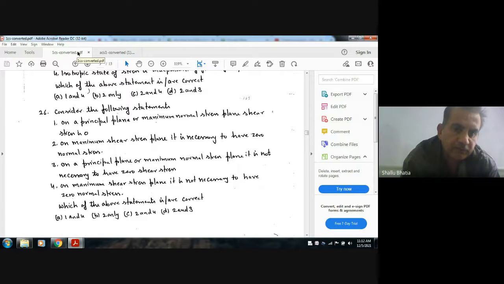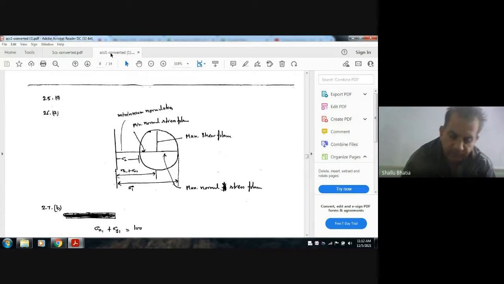On a principal plane or maximum normal stress plane, it is not necessary to have zero shear stress? No, it is necessary to have zero shear stress. That's how the principal plane is defined. Next, on maximum shear stress plane, it is not necessary to have zero normal stress. So option A is the correct answer.